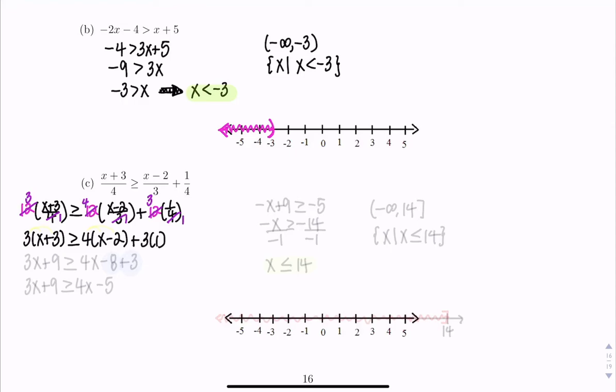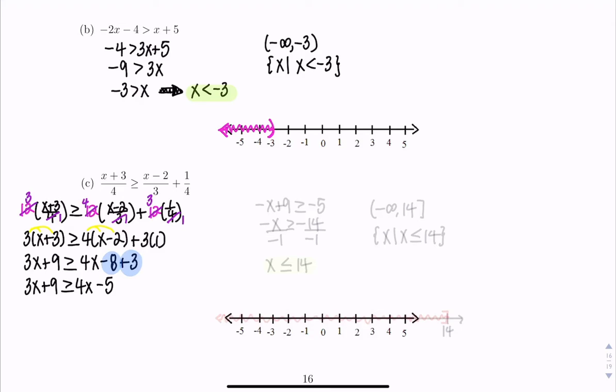So let's simplify a little bit. Let's distribute the 3. We're also going to distribute the 4, and 3 times 1 is just 3. So we've got 3x plus 9 is greater than or equal to 4x minus 8 plus 3. Well, let's combine like terms here. I've got a -8 and a plus 3. So 3x plus 9 is greater than or equal to 4x minus 5.